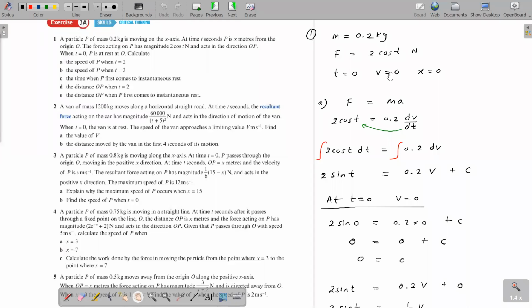Moving on to part C, they ask you to find the time when P first comes to instantaneous rest. So how do you find the time it first comes to instantaneous rest? Basically, the velocity becomes 0. We can see the velocity is 0 at time 0 also, at the beginning, but that's not the time they want. They want the very next time after time 0 where the velocity is 0.